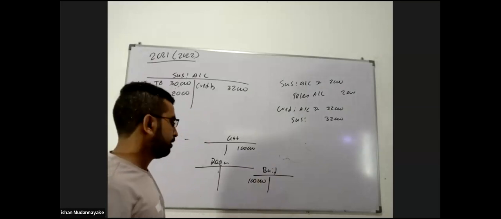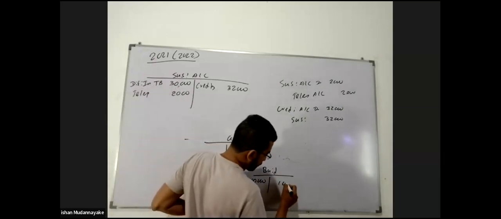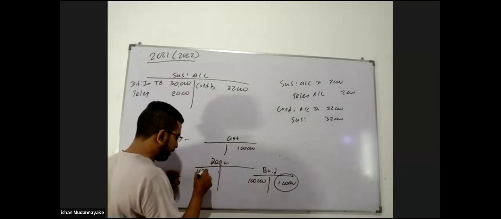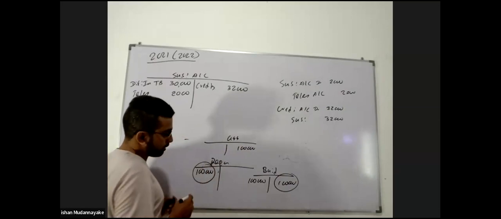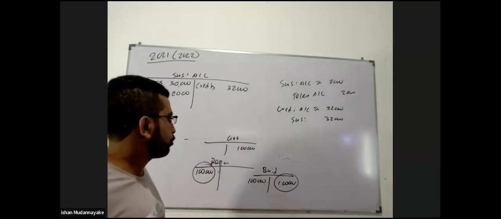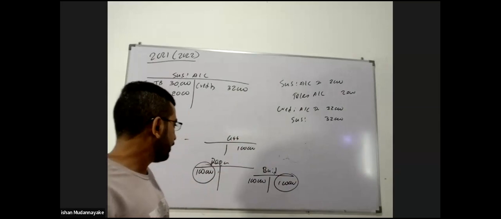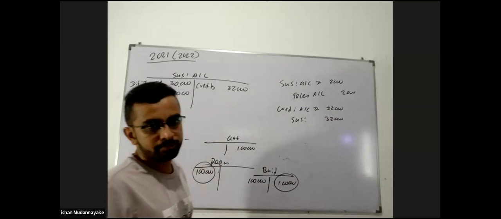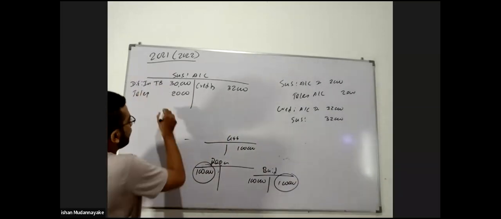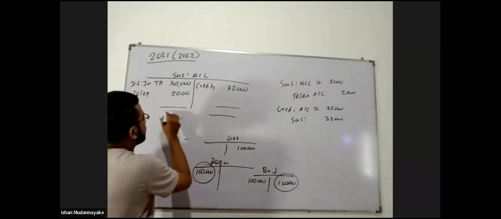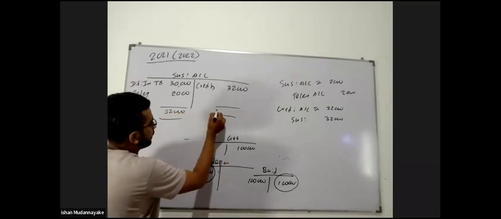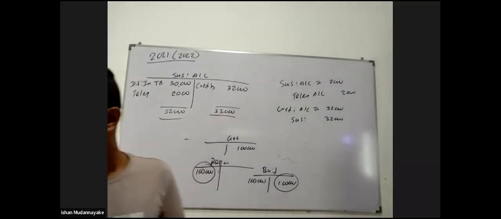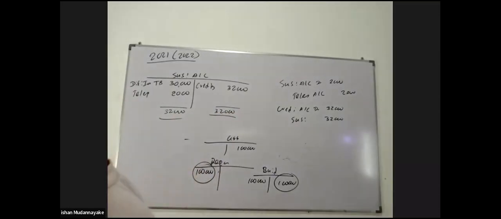Then how to correct? Building account credit 100,000, building repair account debit 100,000. How to write down the double entry? Building repair account debit 100,000, building account credit 100,000. After passing these double entries, the suspense account balance is eliminated. Ramesh, is it clear?